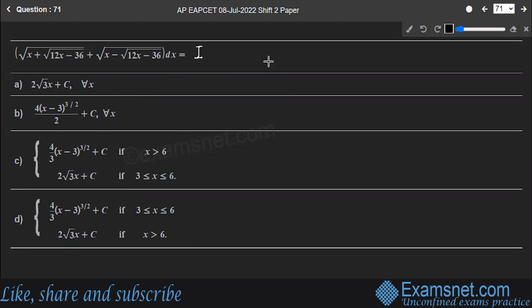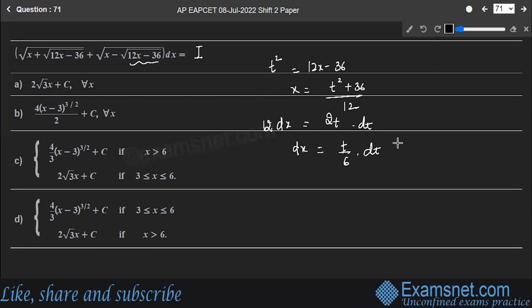Okay. So very first thing, I'll put this term 12x minus 36 is equal to t square. So the value of x can be written as t square plus 36 upon 12. Let's find out the derivative. So 12 dx is equal to 2t into dt. So that means this can be written as dx is equal to t by 6 into dt. Right, this thing is clear.